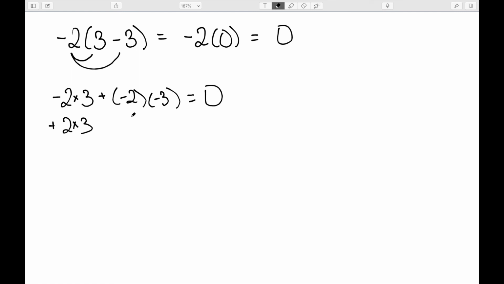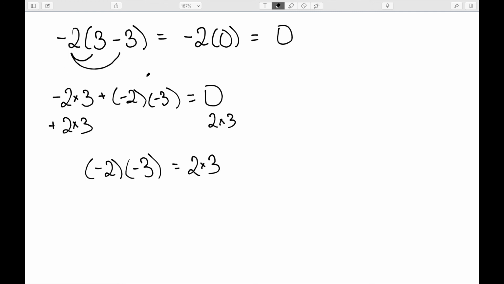We can add 2 times 3 to each side. And then we get that negative 2 times negative 3 is just equal to 2 times 3. So it's the positive result of just multiplying these whole numbers. 2 times 3 would be 6, so in this case, it would be 6.